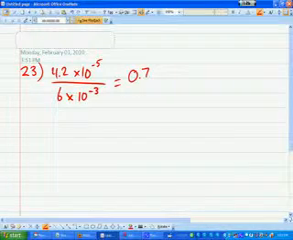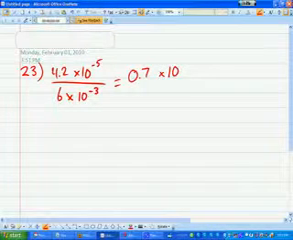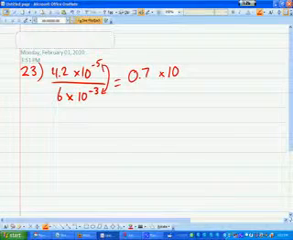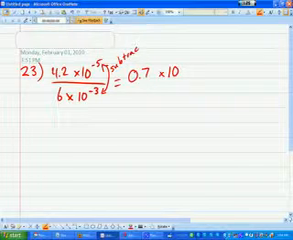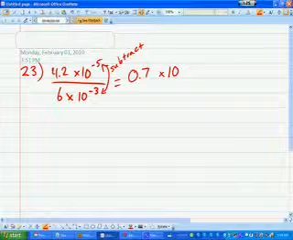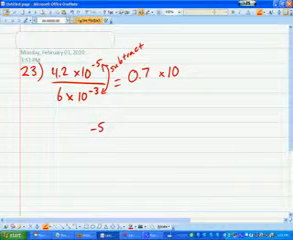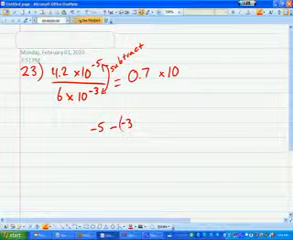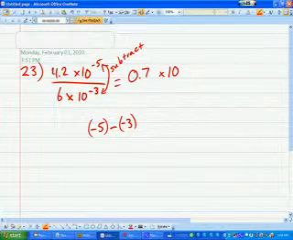And this should be times 10 to what power? That's the question. A common misconception is to add these things together, but since this is division, we have to subtract. All right, we have been multiplying up until now, but since this is division, we need to subtract. So a negative 5 minus a negative 3. All right, we have to subtract these two things.